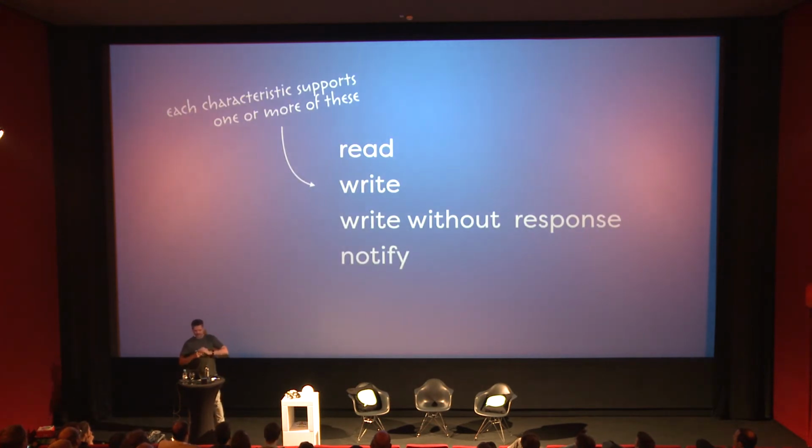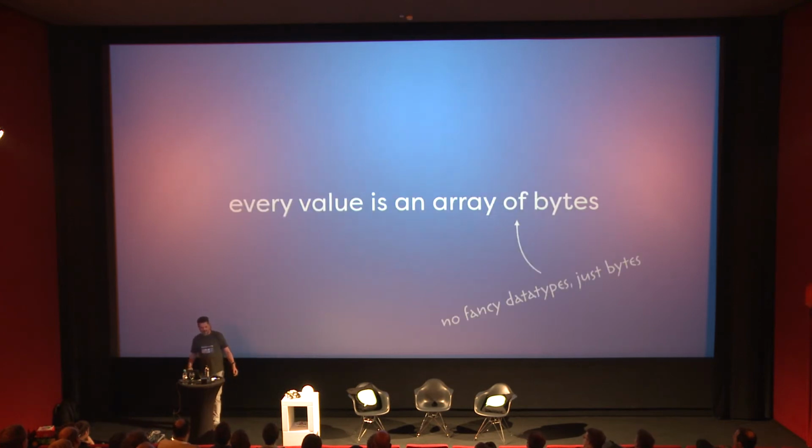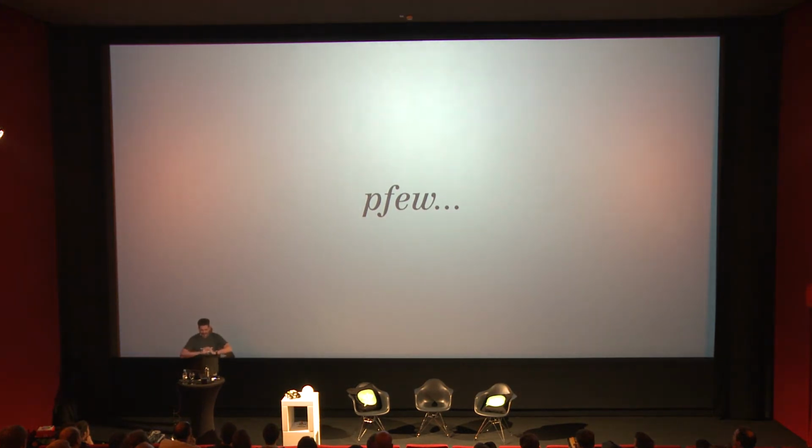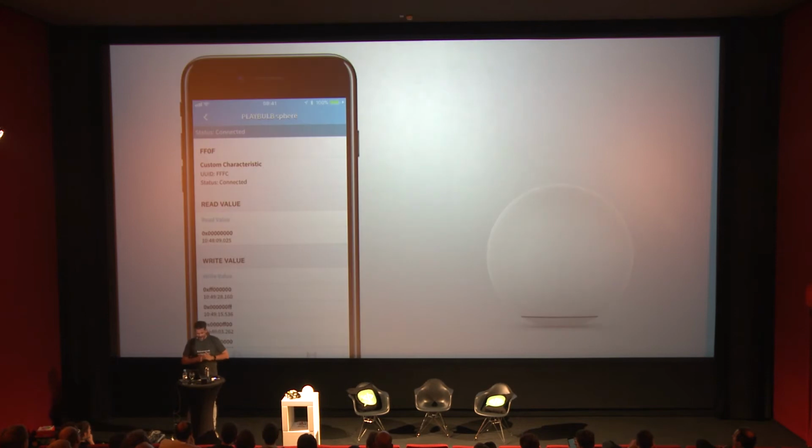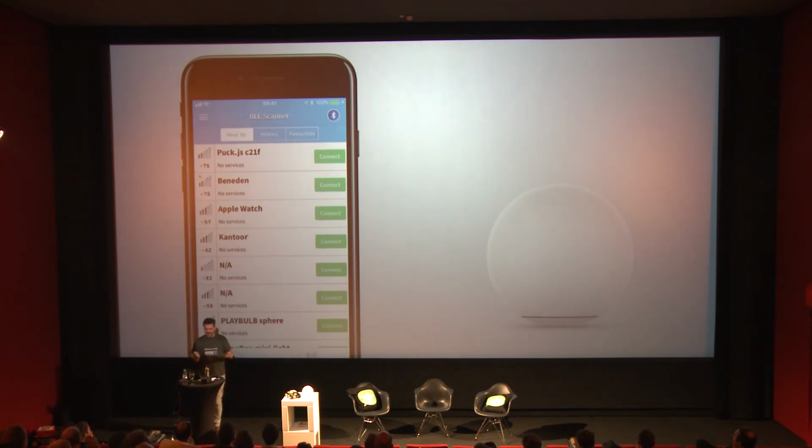Each characteristic, each value, you can read, you can write, and you can notify. Notify basically means you add an event listener and you get updates whenever the value changes. And every value is an array of bytes because data types, well, they don't exist in Bluetooth land. You just have an array of bytes. So, phew. This was the boring theoretical part. Now, not yet the fun part, but we'll get there. Let's look at how this works.